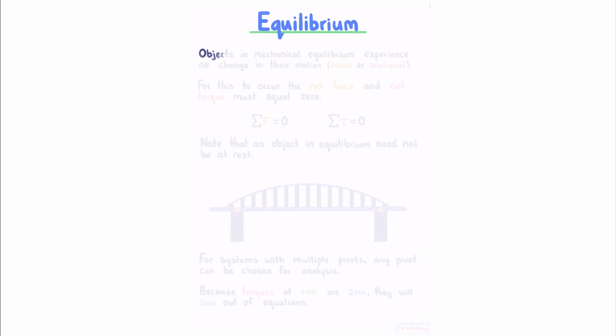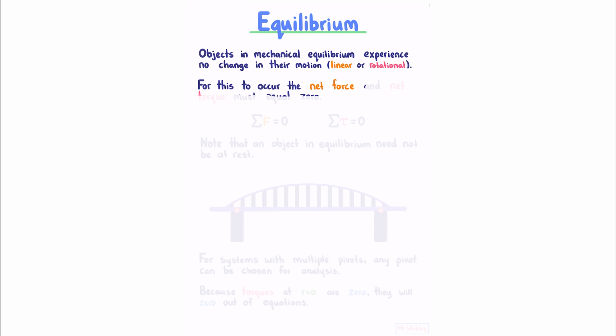Equilibrium. Objects in mechanical equilibrium experience no change in their motion, be that linear or rotational. For this to occur, the net force and net torque must equal 0. We can write this with fancy mathematics as the sum of all the forces is equal to 0 and the sum of all the torques is equal to 0, where these symbols here just mean the sum of all things. In the exam, if you're asked to state the conditions for equilibrium, either of these answers is fine.